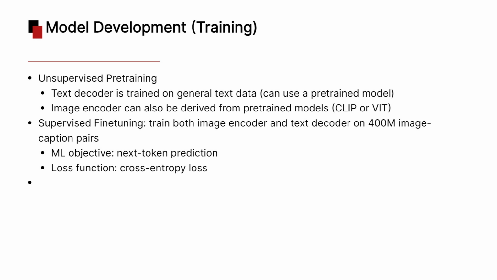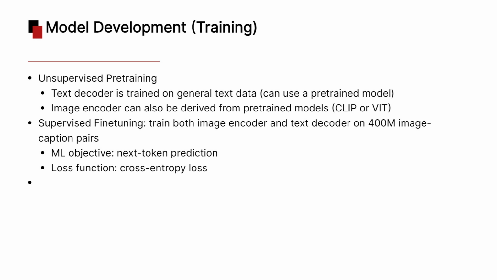Similarly, the image encoder can come from pre-trained vision models such as CLIP or Vision Transformer, ViT. These models are trained on vast image datasets to extract rich visual features. Using pre-trained encoders provides a strong visual foundation.